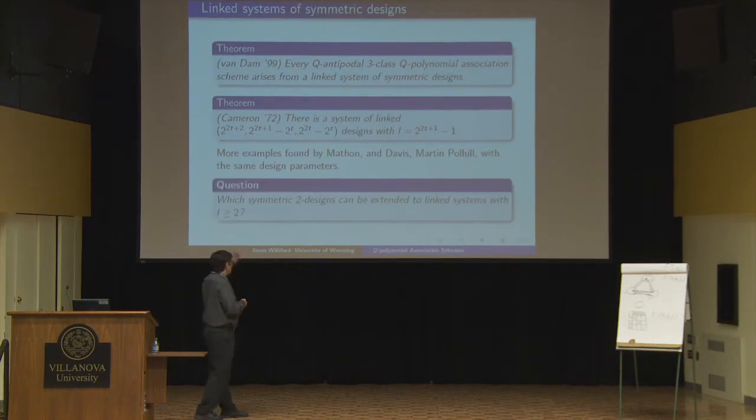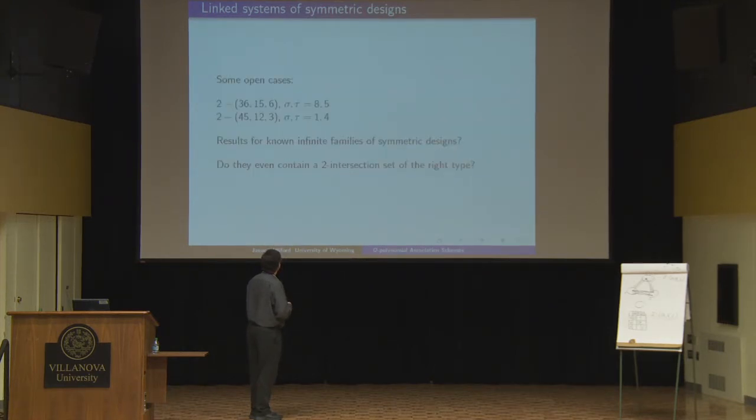So it's a general open question which symmetric designs you can extend to linked systems. There are many different families known which are feasible and which can be linked. Here are some interesting open cases. I thought I'd throw in a few small designs where it's known what the sigma and the tau would have to be.